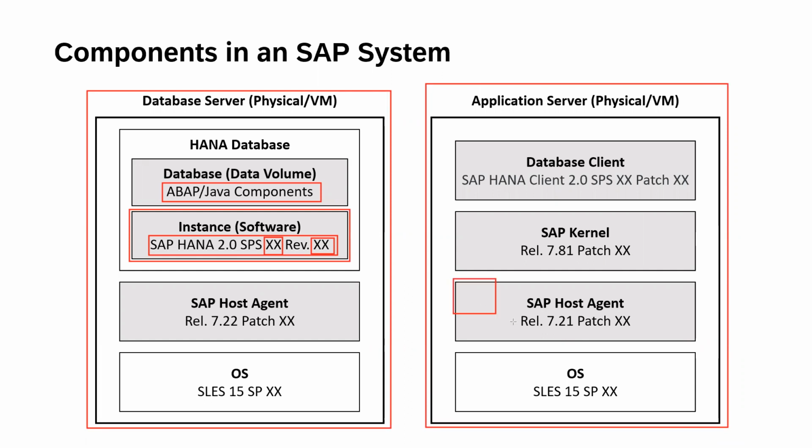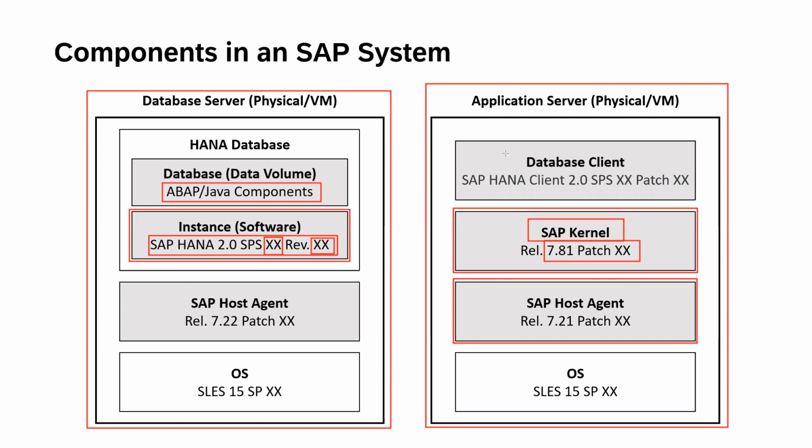So first is your host agent. It is there on the database also. It is there on your application server also. So this is your host agent which you can upgrade. Second is your SAP kernel. If you remember, at the time of installing the application server, we have provided the path for the application kernel. So you can also upgrade the SAP kernel, which is something like NetWeaver 7.81, and this is the patch level.